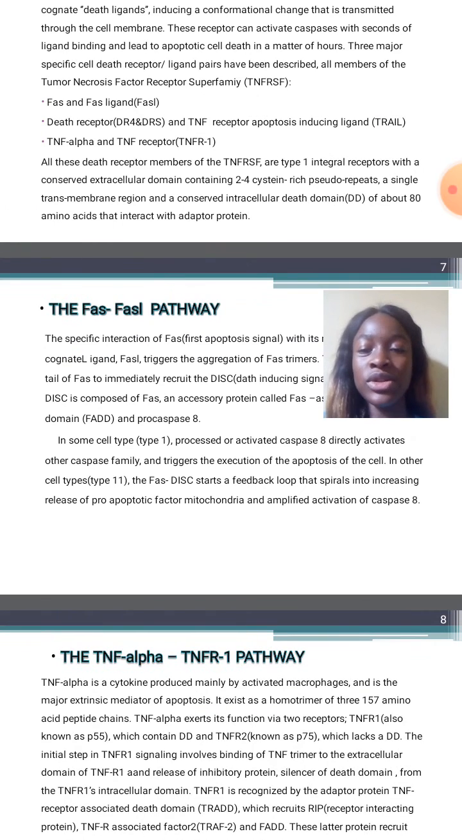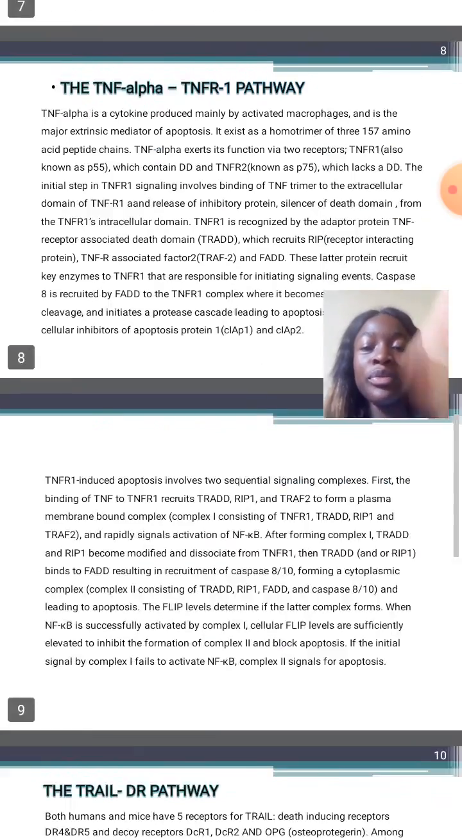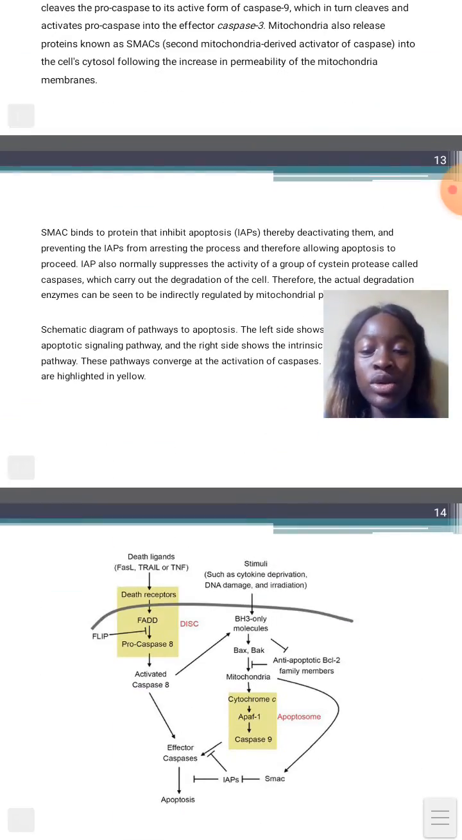These receptors contain a death domain that leads to the activation of a complex, which in turn activates the caspase that leads to apoptosis. The diagram below gives a full explanation of what these pathways leading to apoptosis are.